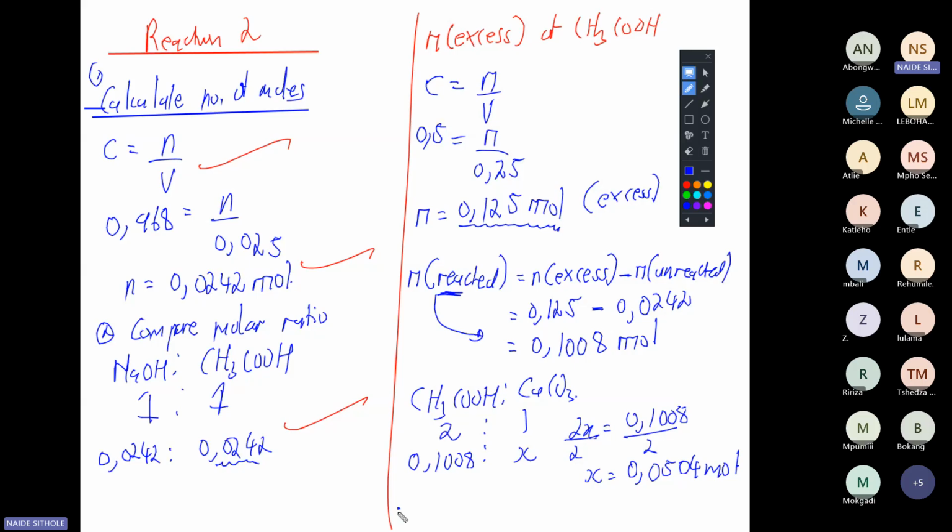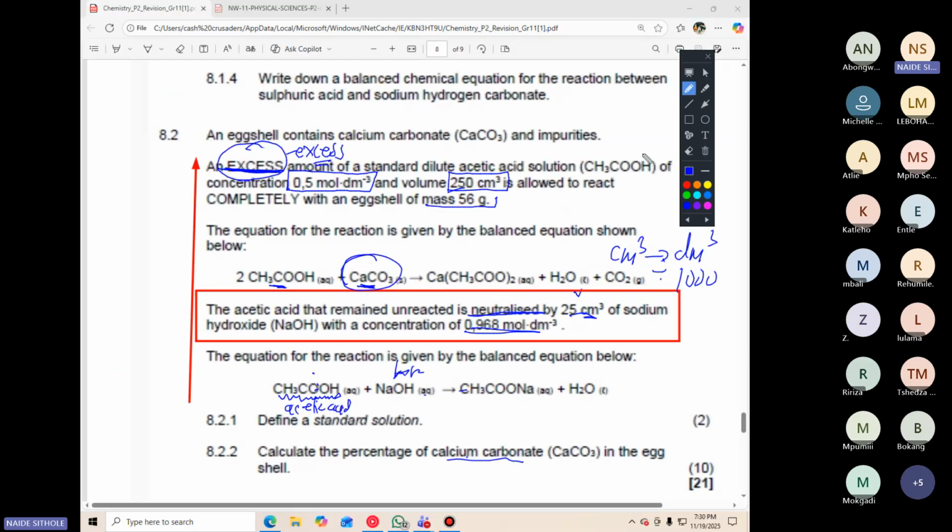So to calculate the mass of calcium carbonate, you're going to have to say n multiplied by the molar mass. So 0.0504 multiplied by the molar mass of calcium carbonate, we already know it's always 100. So at this point, you must know. Then we have our grams as 5.04 gram, right? To calculate the percentage, we have to say, but actually the whole is 56 gram.